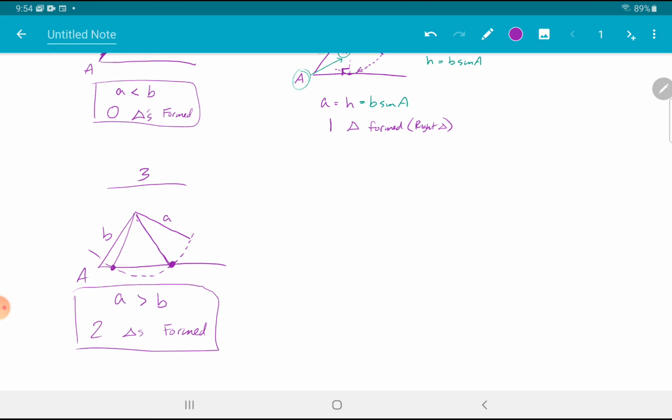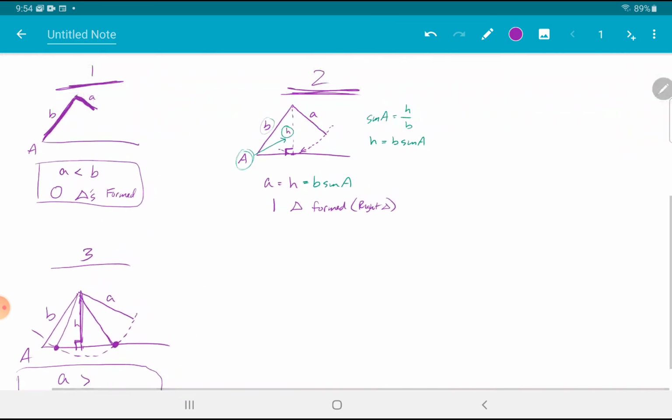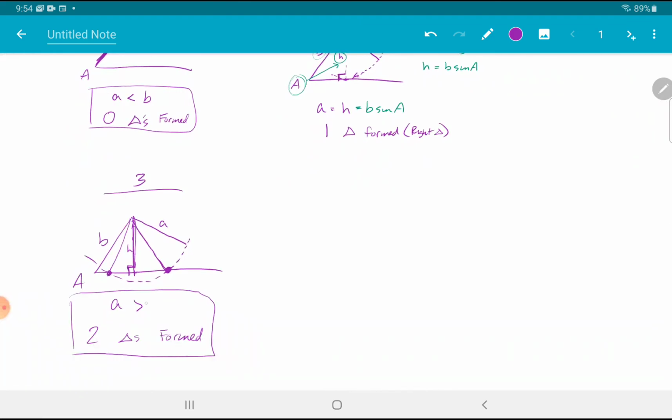But sometimes you might actually get a value where A is just extra large, right? It's even greater than the value. Sorry about that. No, it's not A is greater than B. It's actually A is greater than the height. The height being this part right here. That's when A is greater than the height. And remember that the height was measured, as we saw earlier in the previous example, as B sine A. So if A is greater than B sine A, we get two triangles formed.